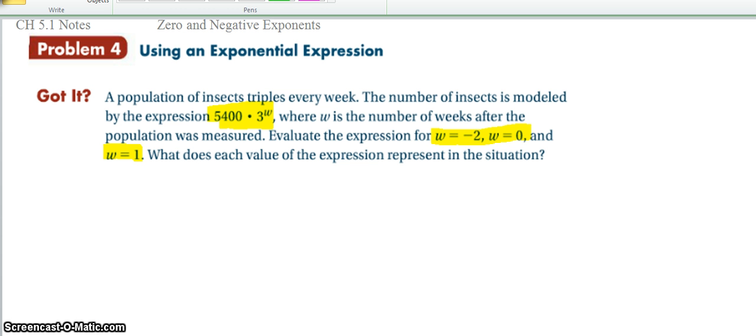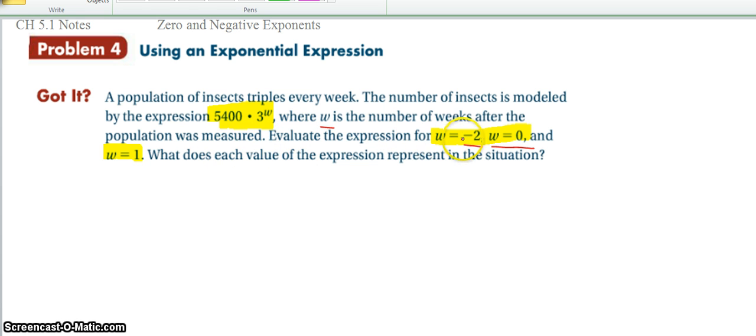When approaching a problem like this, I always like to highlight all the important information first. So go ahead and check out this problem, try it on your own if you can, and think to yourself, when is w equal to 0, and how could we have w, which is weeks, equal to negative 2? So pause this and try.